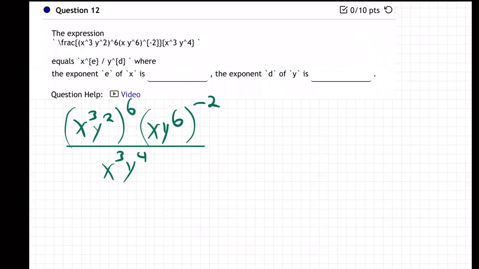Okay, so this is a tough one. So we got letters and powers everywhere. So let's start off here. So powers outside parentheses multiply.